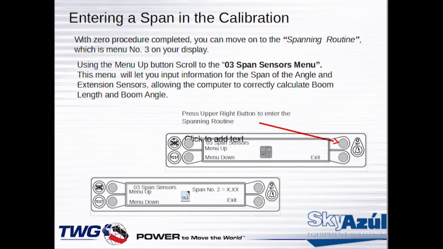So, entering a span in the calibration is really an easy chore. We have a special screen that you go in for entering numbers. We go on to the spanning routine, which is menu number 3. And of course, this always defaults to extension, to sensor number 2. And then when you want to go to sensor number 3 and span, you just hit the menu up button, and it'll take you to span number 3.